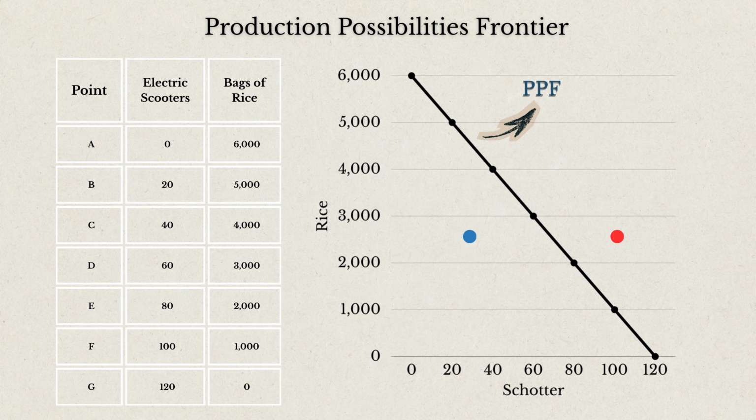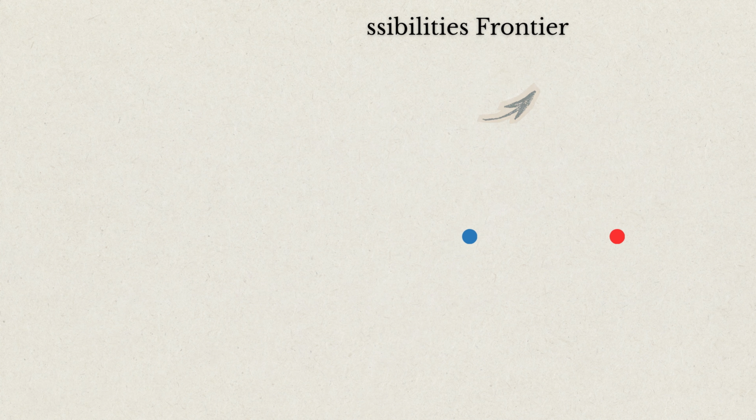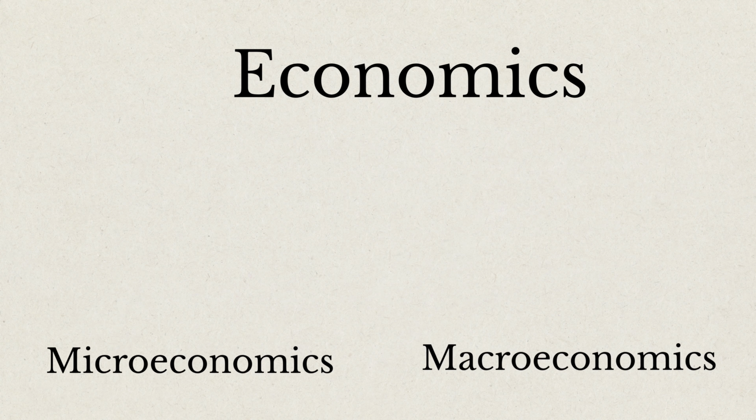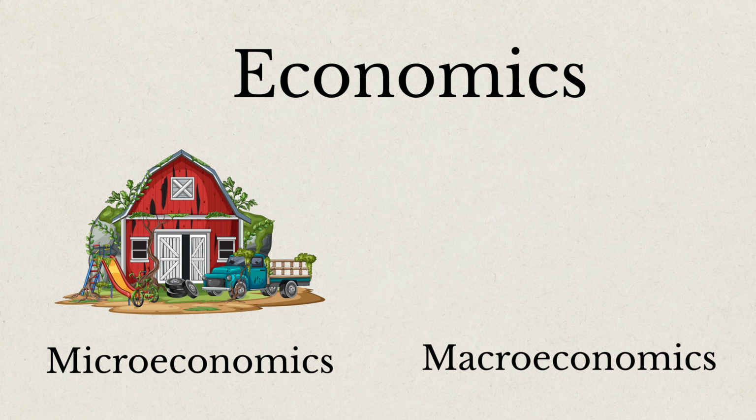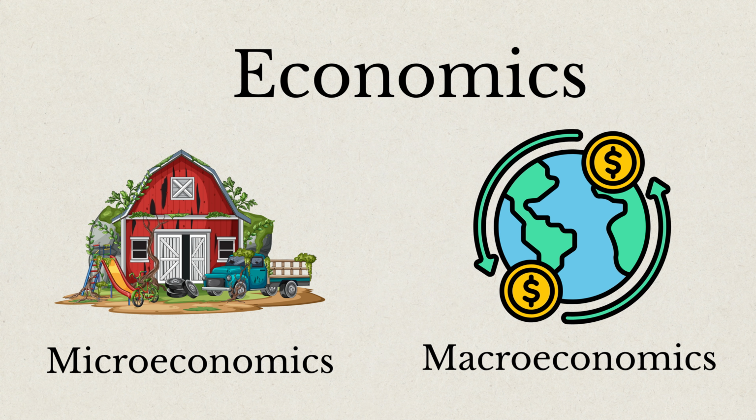Using our table, if the economy moves from point A to point B, scooter production increases from 0 to 20, but rice production falls from 6,000 to 5,000. So producing 20 more scooters costs 1,000 bags of rice. Economics is broadly divided into two major branches: microeconomics and macroeconomics. Microeconomics studies how individual households and farms make decisions and interact in markets. Macroeconomics studies the economy as a whole.